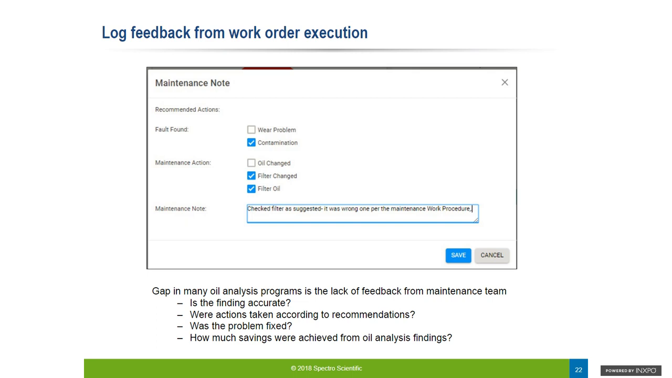Often, a lot of times, people run reports or they get them from commercial labs, and the PDF goes into a file somewhere, whether an electronic file or a paper file. This way, we help close the loop with your CMMS. There's no interface to it, but we bridge that gap between the oil analysis program and the results of it.